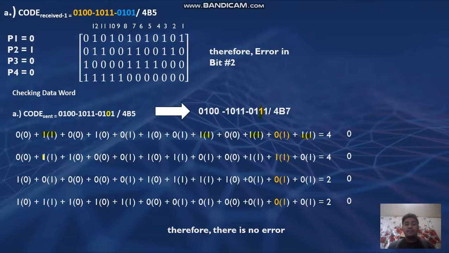Again we have 1, another 1, plus 1 again, and plus 1. So it's 4 now, and we convert it to 0. Then the others are 2 and 2. Here 2 is equivalent to 0 because it is even. And 1 plus 1 equals 2. So we have 0 0 now. Therefore, there is no error.